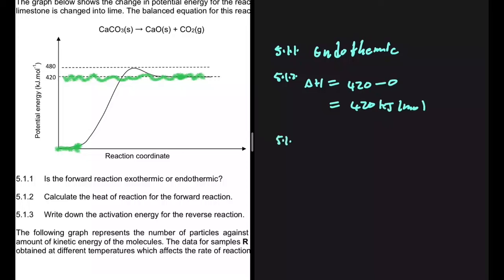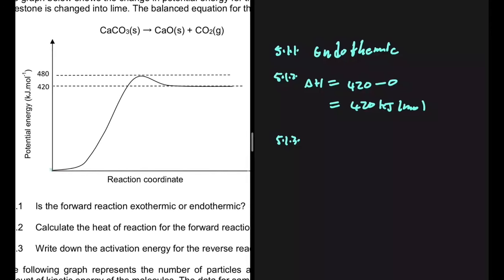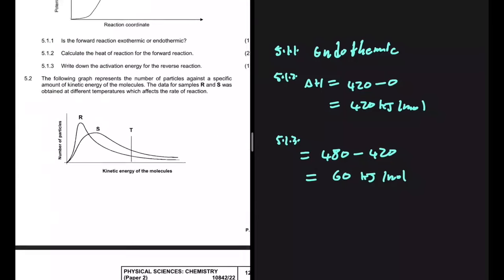Looking at 5.1.3, write down the activation energy for the reverse reaction. Now we are interested in the activation energy for the reverse reaction. So the activation energy for the reverse reaction will be this energy here at the peak, which is 480 kilojoules per mole, minus the potential energy of our reactants for the reverse reaction, that will be 420 kilojoules per mole. So we have the activation energy being equal to 480 minus 420, which is equal to 60 kilojoules per mole. Right, that is the answer to 5.1.3.